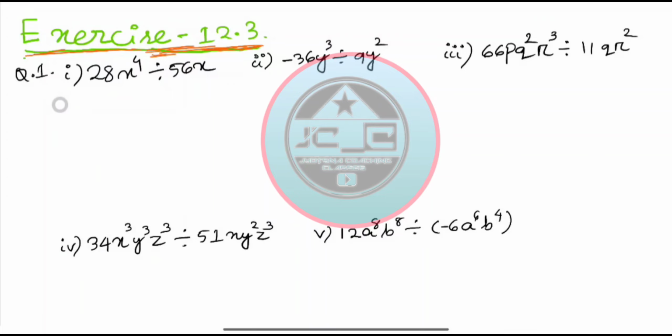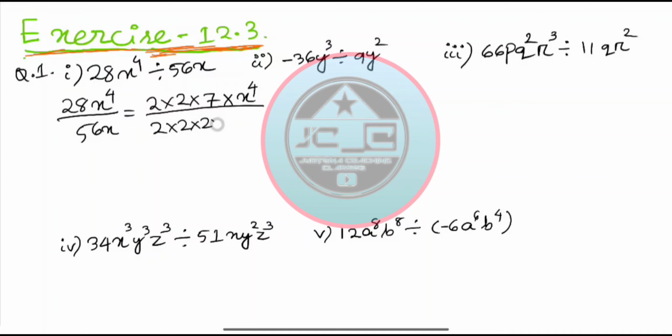The first question, number 1, bit i, says 28x to the power 4 divided by 56x. So directly we should be writing 28x to the power 4 divided by 56x is equal to. First, let's factorize 28x to the power 4. So this is 2 into 2 into 7, 28 is 2 into 2 is 4, 4 into 7 is 28, into x to the power 4, divided by 56x. 56 is 2 into 2 into 2 into 7 into x.